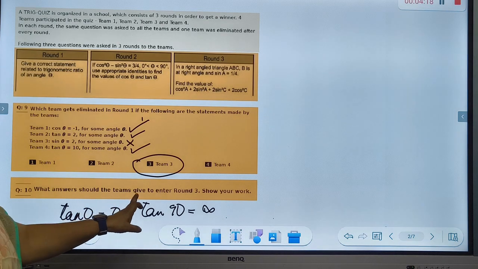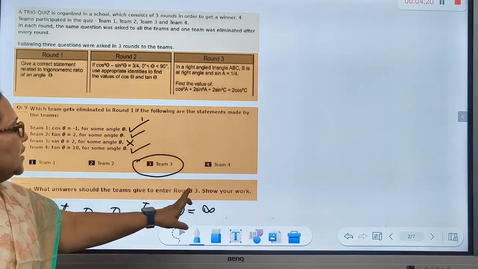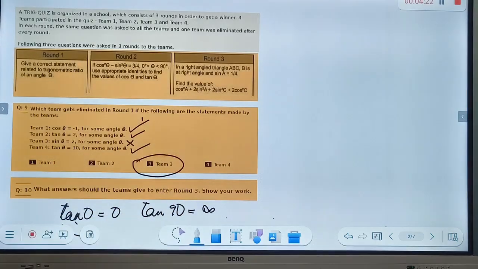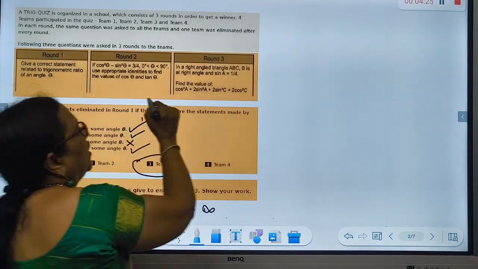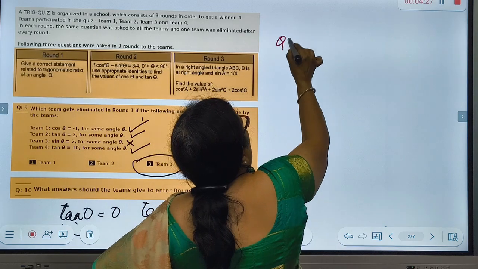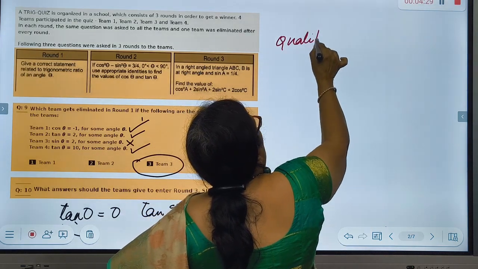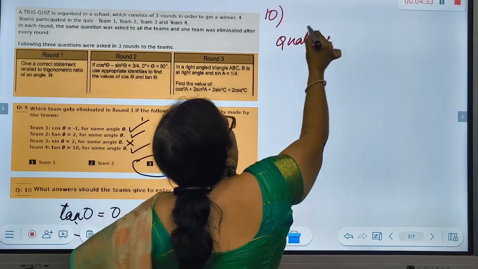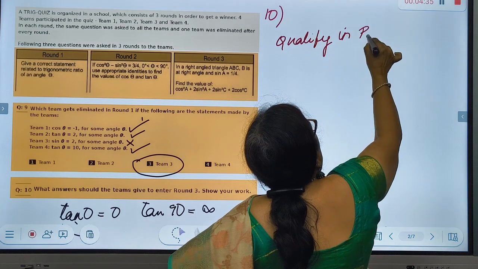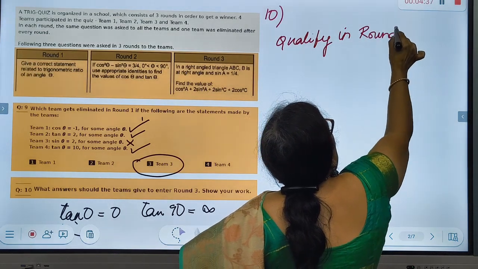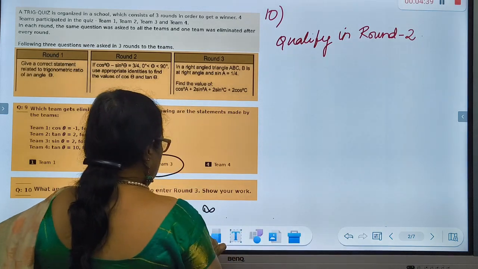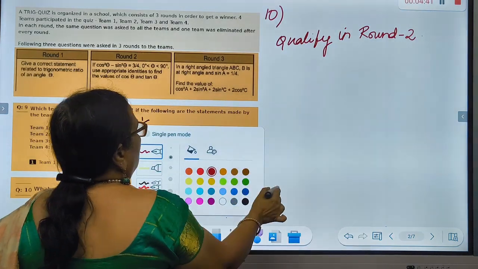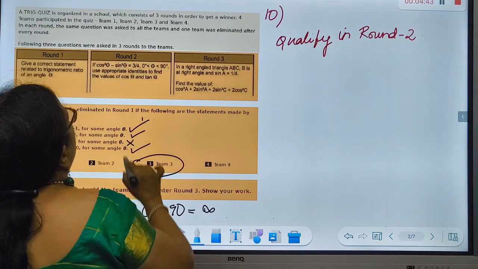What answers should the team give to enter round 3? Show your work. So to enter round 3, they need to qualify in round 2. Qualify in round 2. Which question were we attempting? What is the round 2 question?